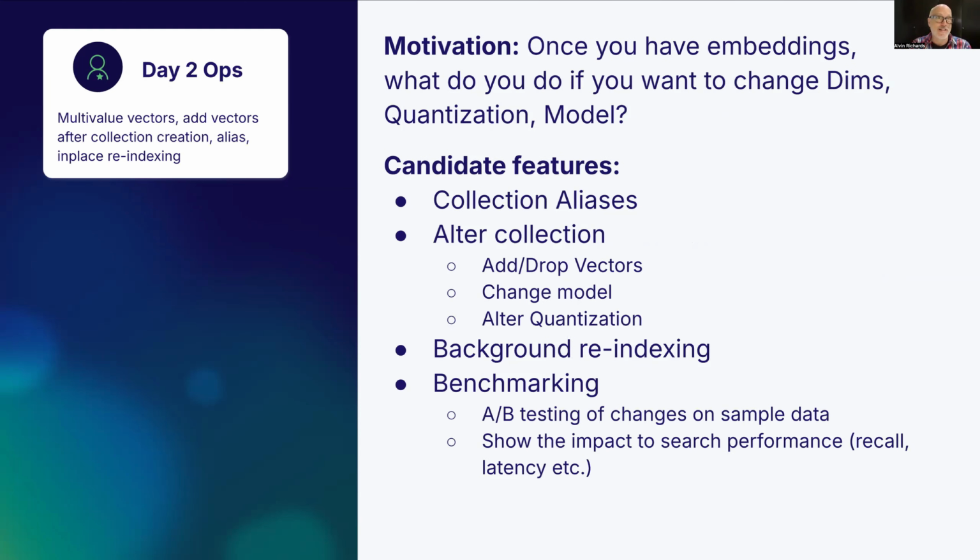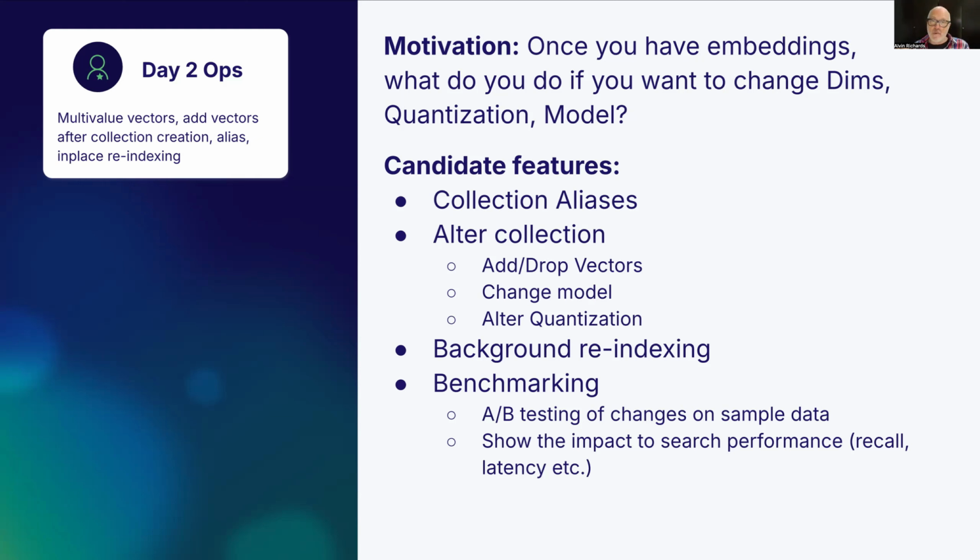Day two operations. Now, this is my favorite part. For developers, this is probably the least exciting thing, but your friend who has to keep the loving, caring, and feeding of your data alive forever is going to care about this. So the basic motivation is you've chosen your model and your dimensions, you've vectorized everything, everything is awesome. And then 6 months later, a new model comes out. Maybe it's a specialized model for your domain. How do you now take advantage of that model?